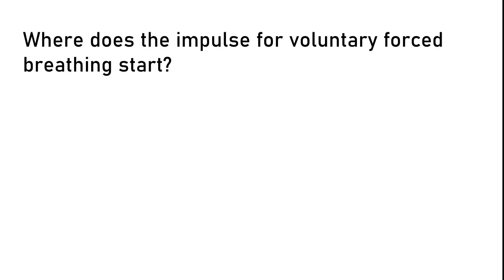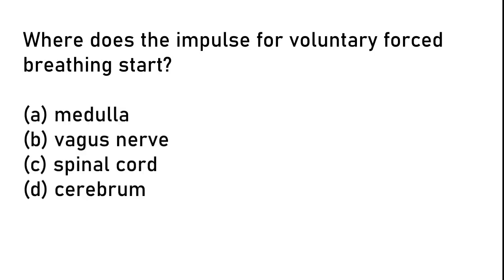Where does the impulse for voluntary force breathing start? Medulla, vagus nerve, spinal cord, cerebellum. So the correct answer is option D, cerebellum.